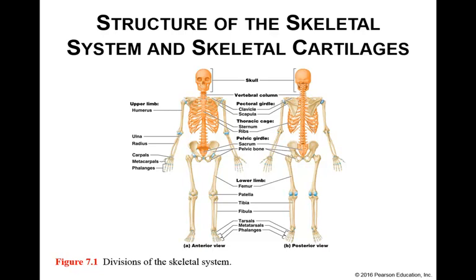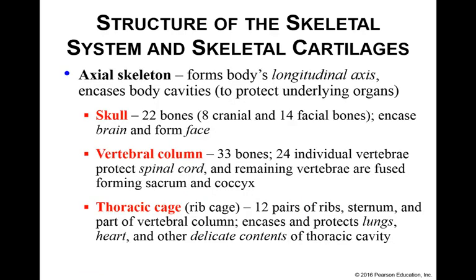And this picture is in your text, and anything that is colored orange is part of your axial skeleton, and everything else that is your normal bone color is your appendicular skeleton. And so we'll come back to this image a lot, especially in lab. You definitely will be using this a lot. So let's look at the axial skeleton. It forms the body's longitudinal axis. It encases cavities, which protects very important organs.